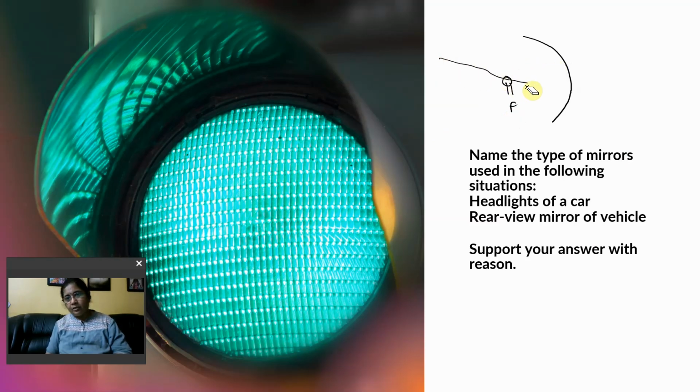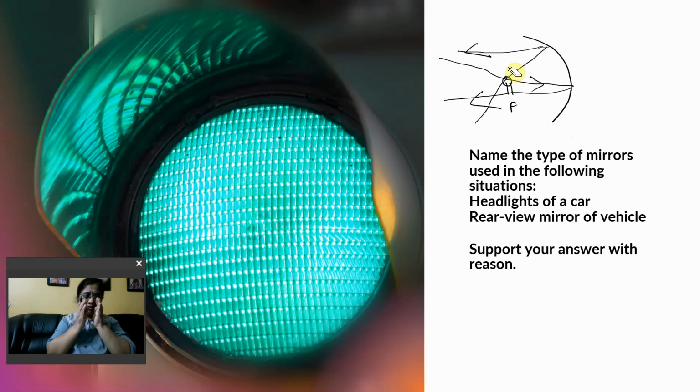Light that is passing through the focus, how is it rendered? It is rendered parallel to the principal axis. Similarly, light that is passing through the focus is rendered parallel to the principal axis. So, you have a concave mirror where the light goes through the focus and it is rendered parallel to the principal axis.